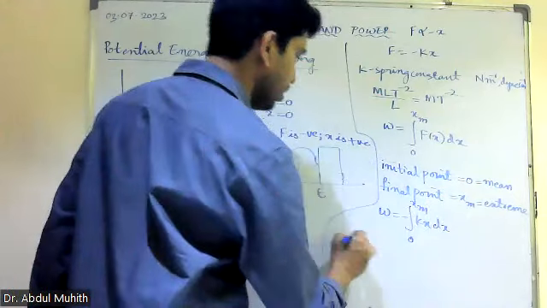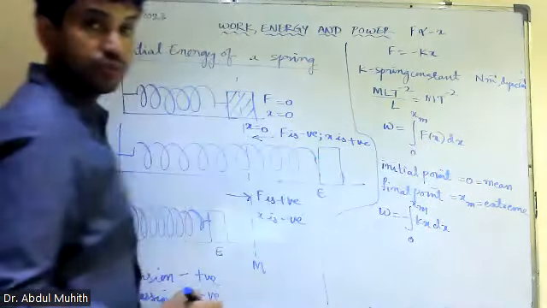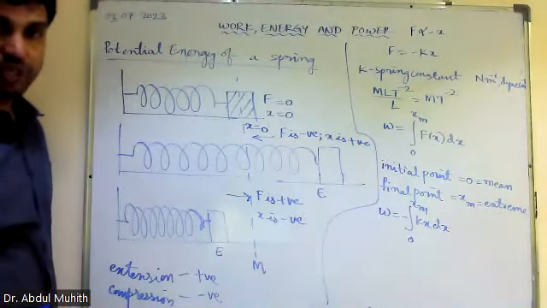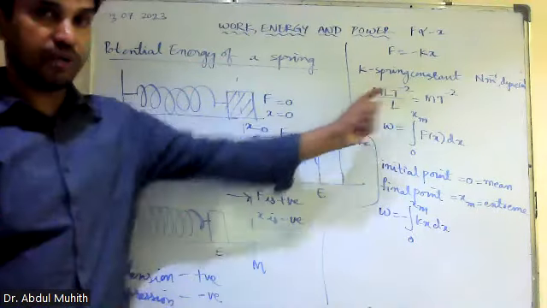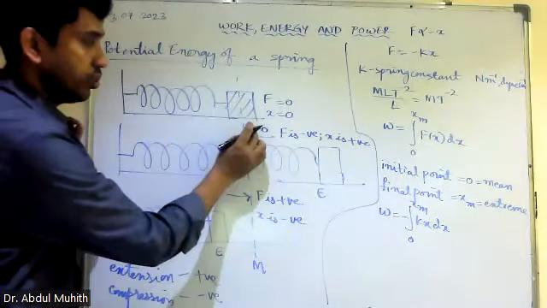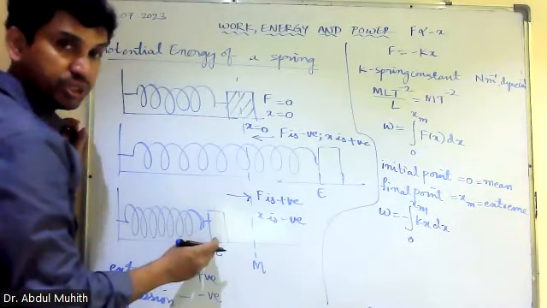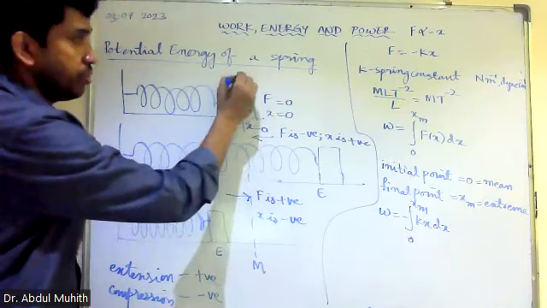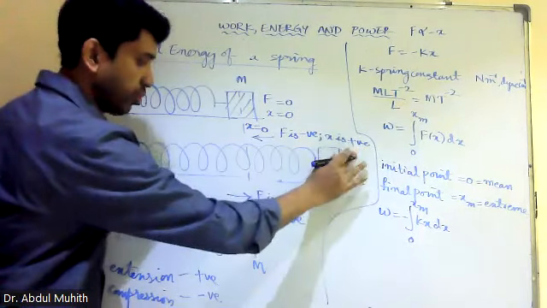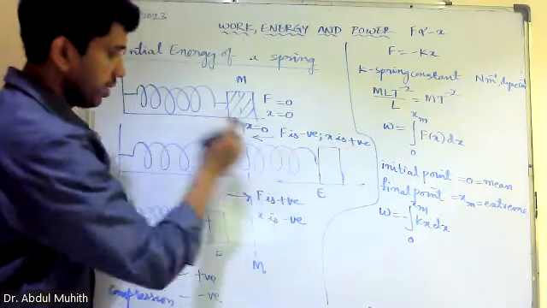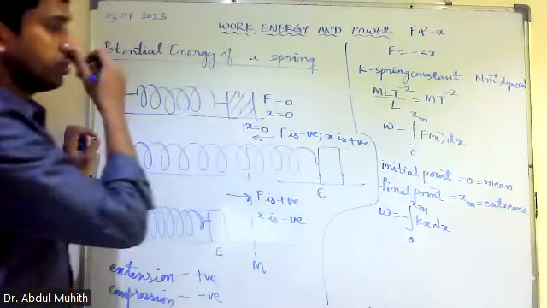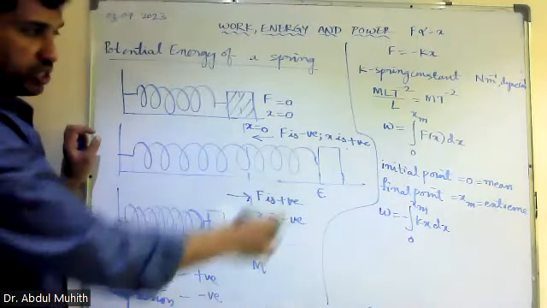The work done by a variable force formula is the integration of F(x) dx, from the initial point to the final point. From where to where? From 0 to the extreme position. These two are the extreme positions, and this is the mean position. Mean, extreme, and extreme, I already wrote here. So 0 to xm, only to extreme.